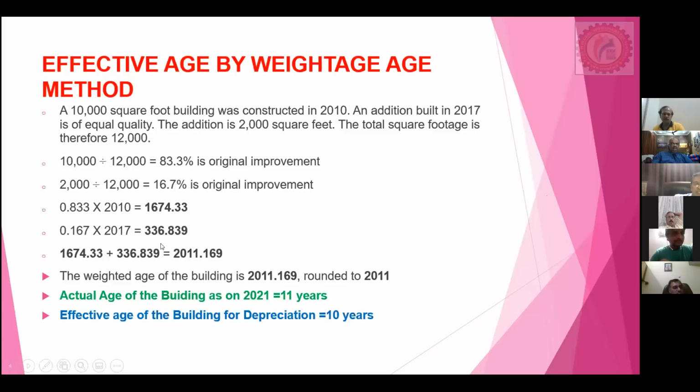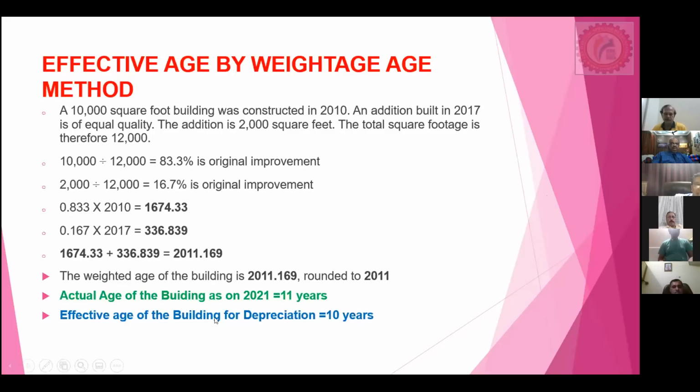Now you add these two because it is the entire building. So what is the year? 2011.169. If it is more than 0.5, you can go to the next year, that is 2012. Otherwise, you round it down to 2011. 2011 will be the year of effective construction of the building. That should be considered for calculating the effective age. Actual age of the building is 11 years, but the effective age of the building is how much? 10 years. So we are doing the valuation as on 2021.